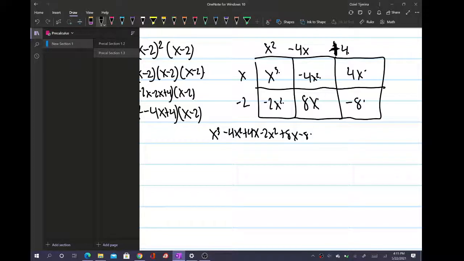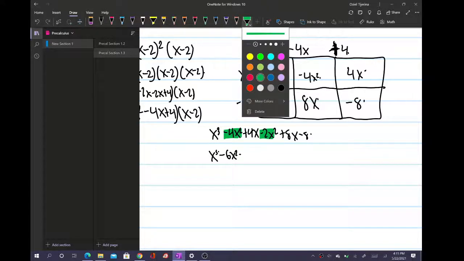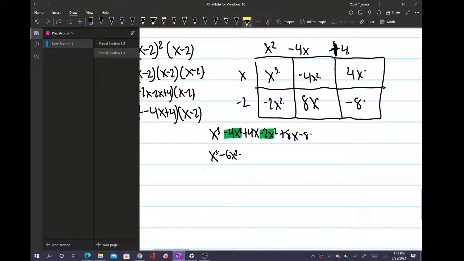And then we combine like terms, so we have an x cubed, we have negative 4x squared and negative 2x squared. That's negative 6x squared. And then we have 4x and 8x, so that's positive 12x, and then we have a negative 8 left over, right? So this would be my answer.